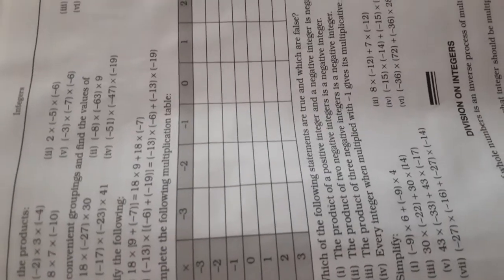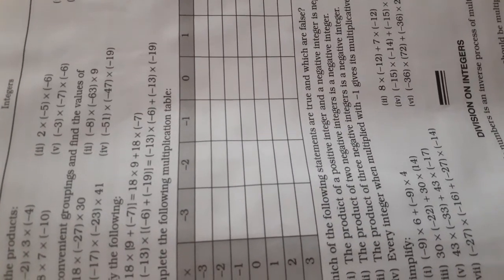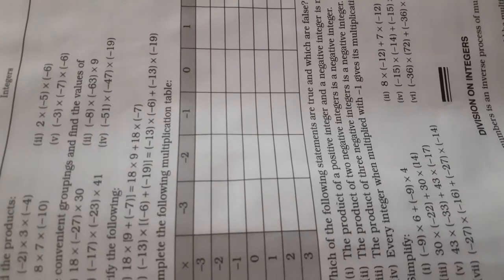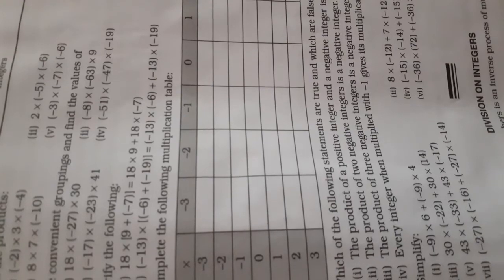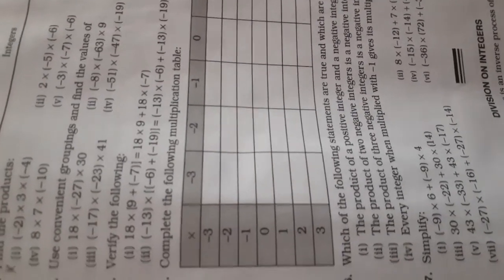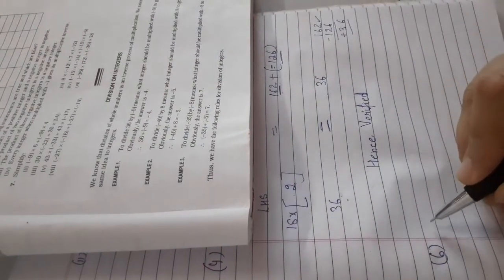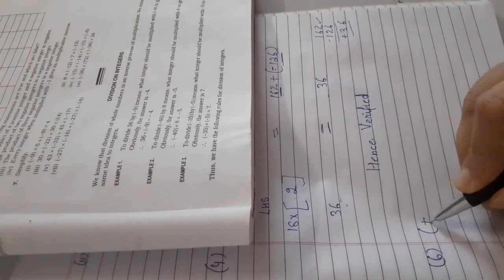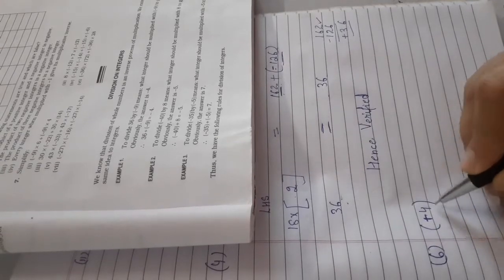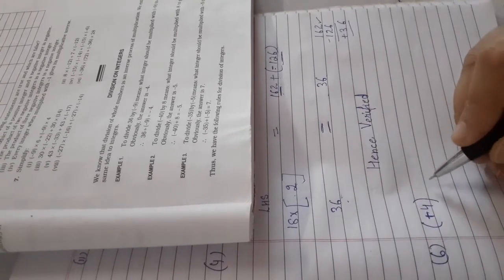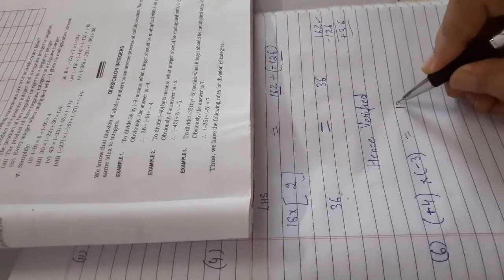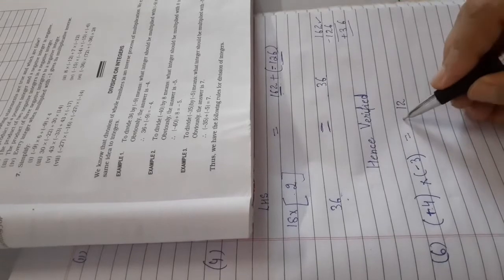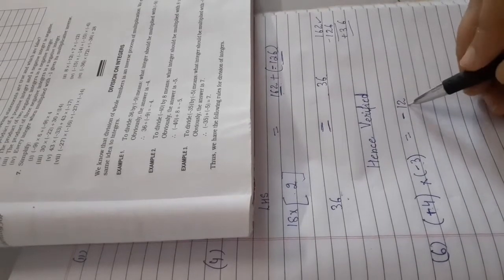Now I come to the sixth question. In this they have given you some statements and they are asking you whether these are true or false. If I come to the first statement, it's written the product of a positive integer and a negative integer is negative. So during the rules I told you, if I take one positive integer and one negative integer, my answer will be 12 and the sign will be negative because one of the integers is negative, so minus 12.